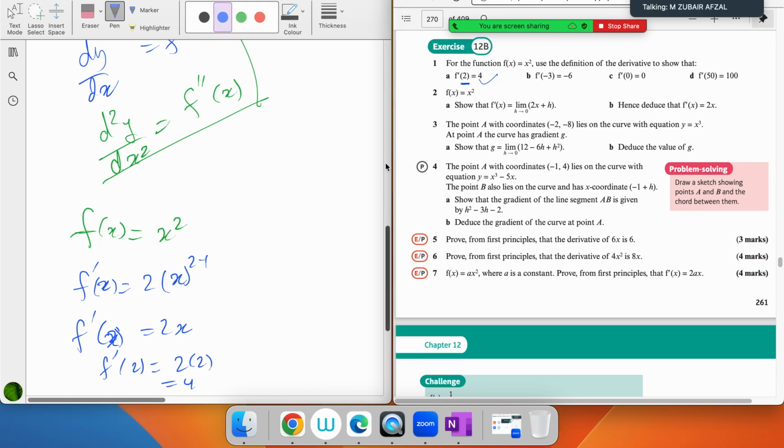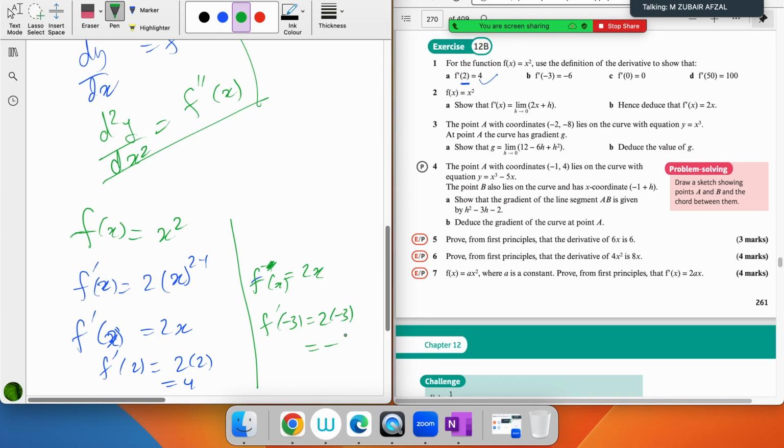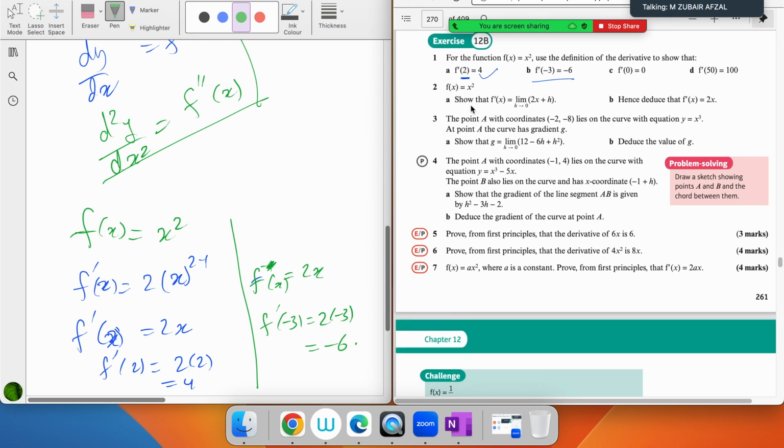So it is shown. Now f dash of minus 3. F dash of x was 2x. So f dash of minus 3 would be 2 into minus 3, and your result is minus 6, and so on. Any confusion till now?